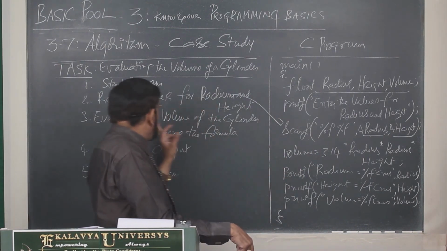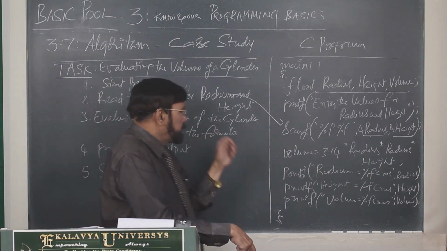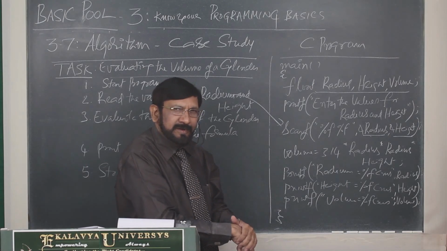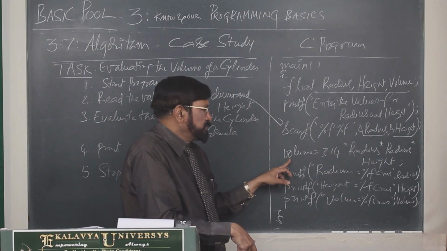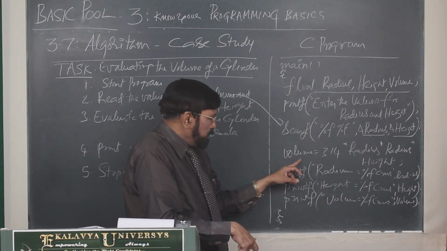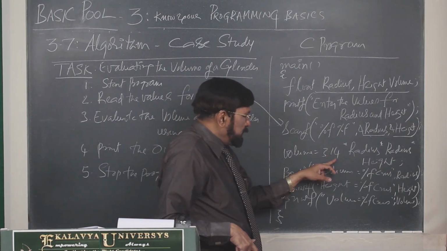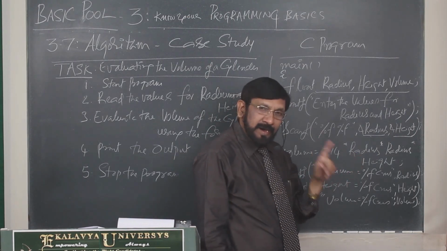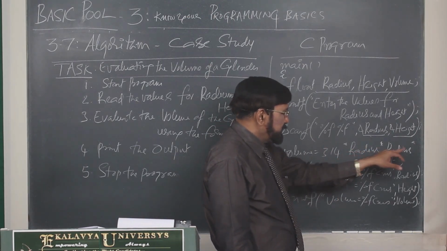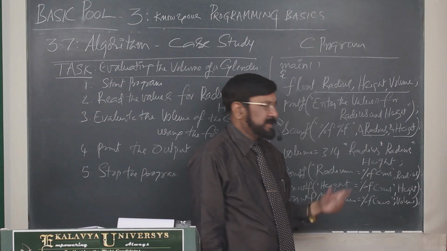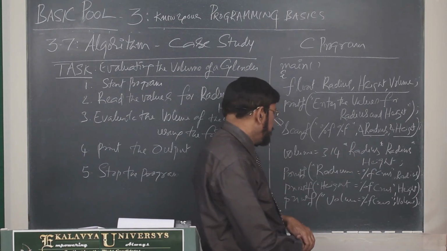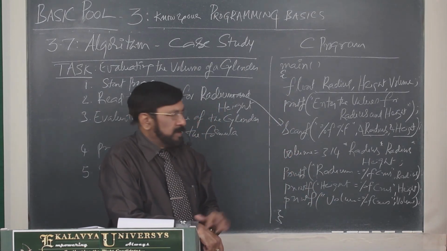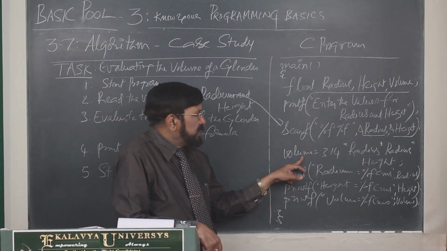Thereafter, what is that? Evaluate the volume of the cylinder. Actually, in mathematics you use the formula pi r square h. A similar formula you can use in a different fashion. Volume is equal to 3.14, that is the pi value, into radius square into height, that is nothing but pi r square h.